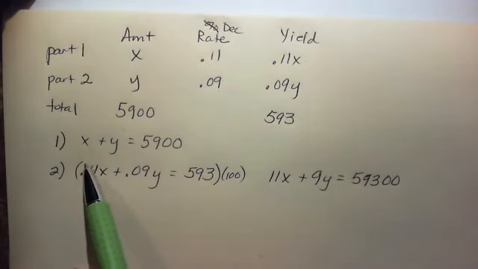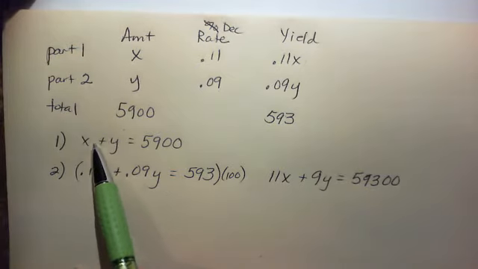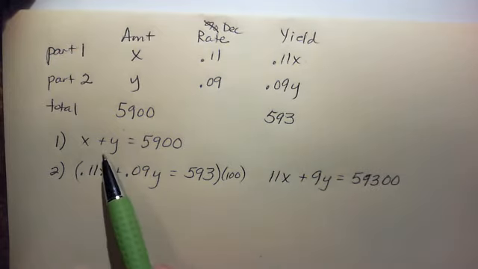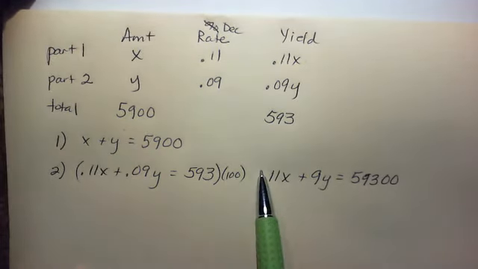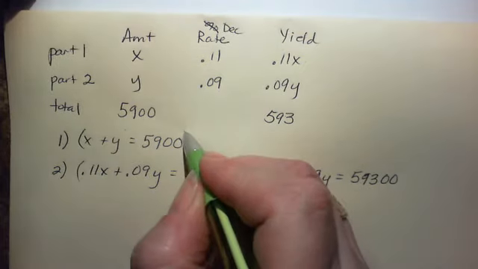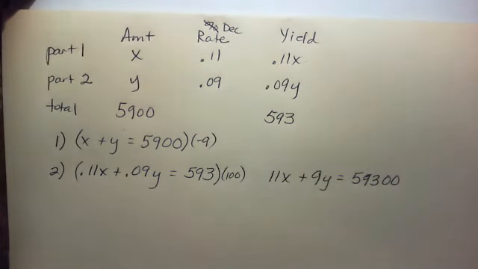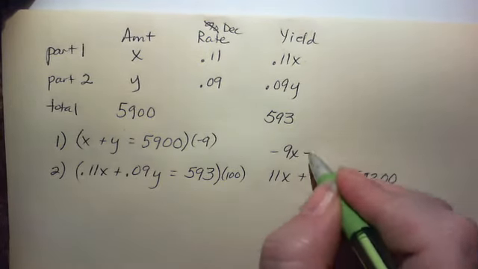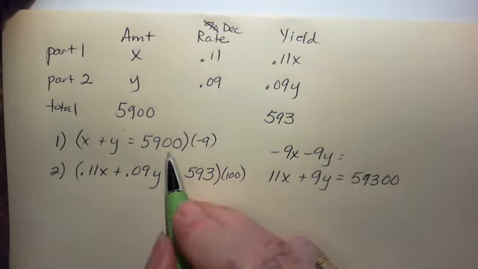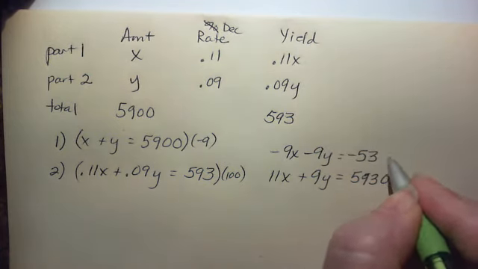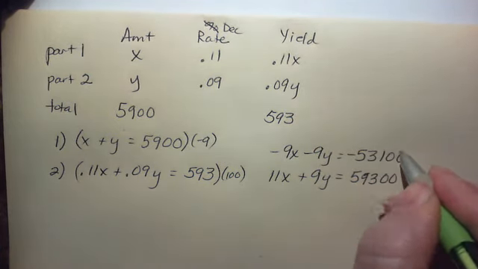Now we could look back at equation 1 and say, what could we multiply this by to cancel the x's or the y's? We could multiply by negative 11 to cancel x's, or negative 9 to cancel the y's. Let's multiply by negative 9. You can multiply by either one. I'm going to show this multiplied by negative 9. That gives us negative 9x, negative 9y, and negative 9 times 5,900 gives us negative 53,100.